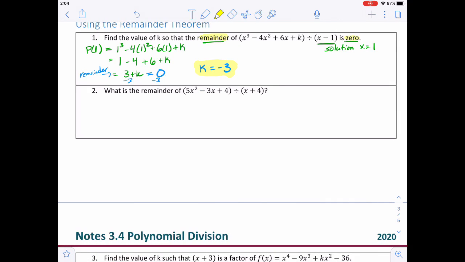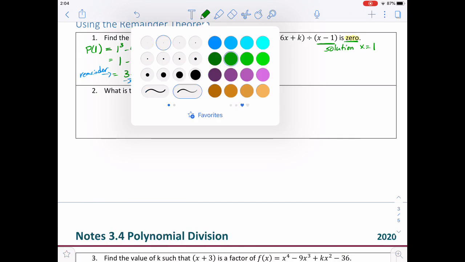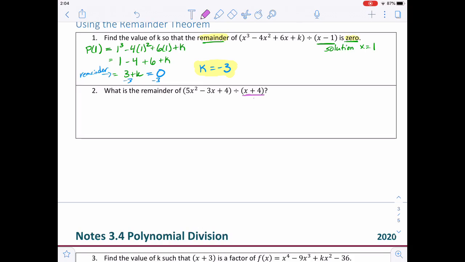Number 2 says, what is the remainder of 5x squared minus 3x plus 4 divided by x plus 4? So we're going to do something similar. What's the solution? If we were dividing by x plus 4, we have to change the sign, so it would be negative 4.